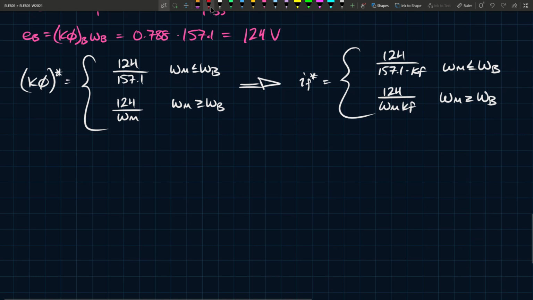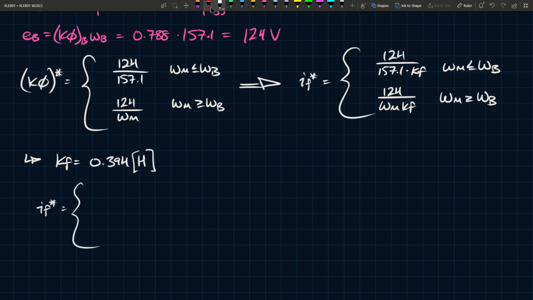And so, like I said, in the previous example, we found that kf for this case is 0.39394 henries. And that means we can say that IF star will be 2 when omega m is less than or equal to omega b. Well, why don't we write the numbers since we're going numerical with everything.